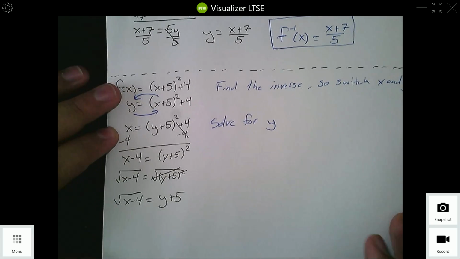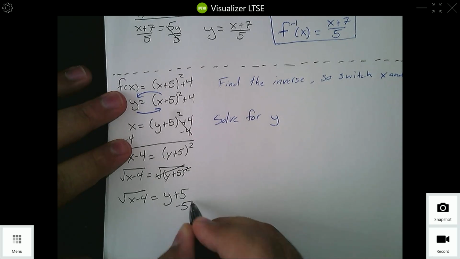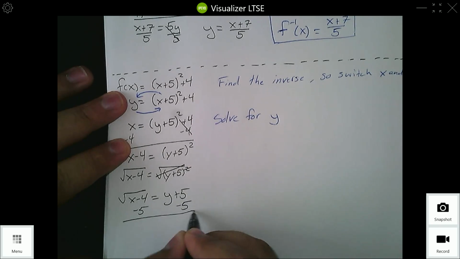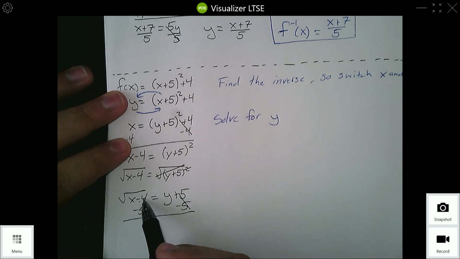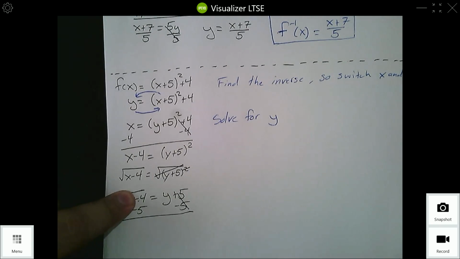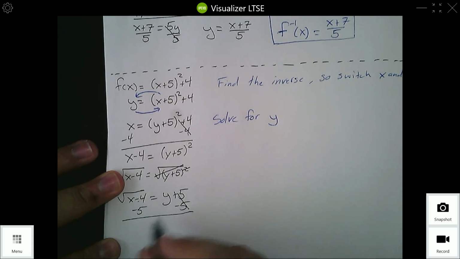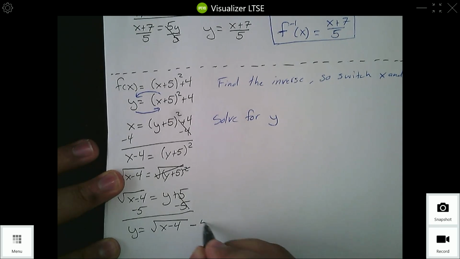Now you're pretty much at the home stretch. We want to get y by itself, so you just subtract 5 from both sides. Now, very important, you cannot combine negative 4 and negative 5. You can't subtract those two together because this negative 4 is inside the square root. You have to just put the 5 on the outside. So when I rewrite the equation with y in front, y is equal to the square root of x minus 4, all minus 5. And that's it. That'll be our answer.